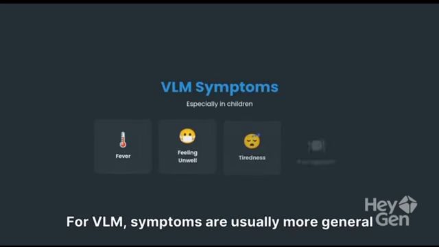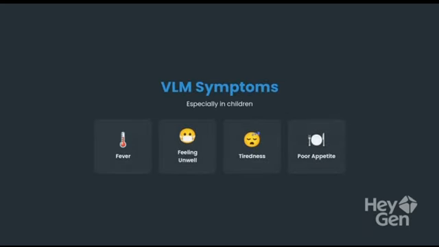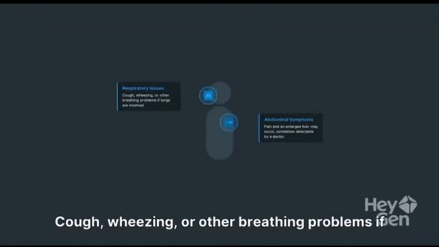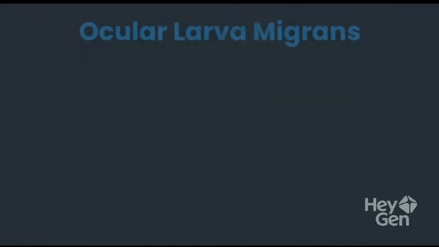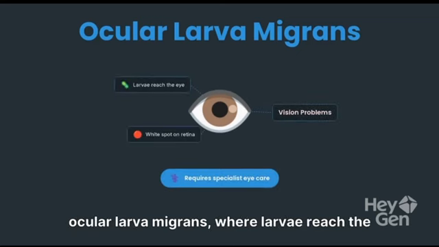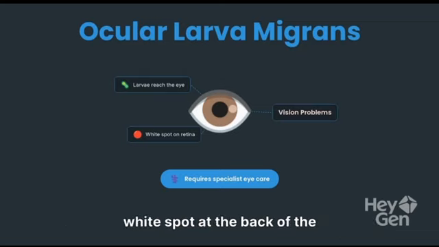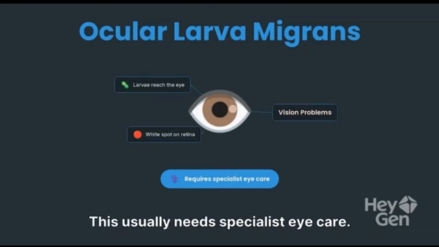For VLM, symptoms are usually more general and serious, especially in children. Cough, wheezing, or other breathing problems if the lungs are involved. There is also a related condition called ocular larva migrans, where larvae reach the eye, causing vision problems and sometimes a white spot at the back of the eye. This usually needs specialist eye care.